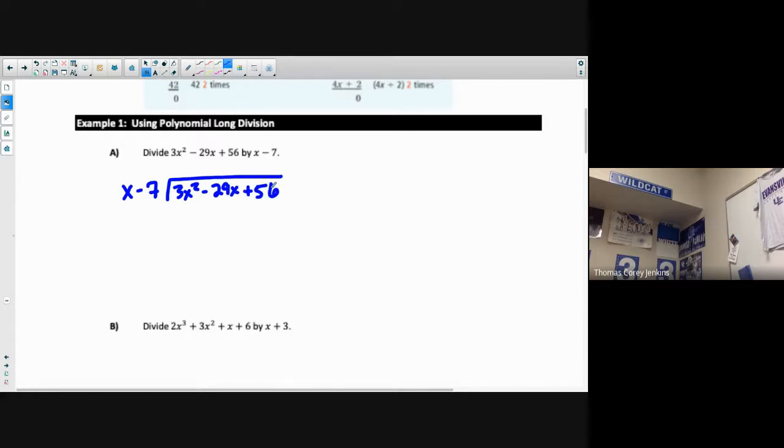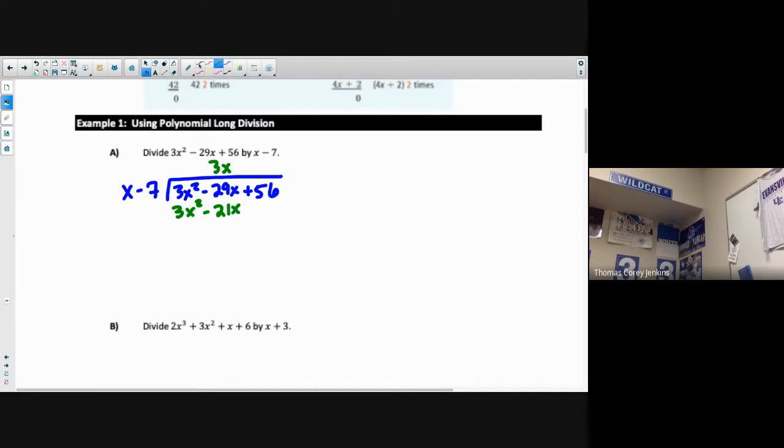All right, so what we want to look at first is this first term, right? So 3, we want to multiply something times this to make it 3x squared. All right, so what we multiply by there would be 3x, because 3x times x is 3x squared. Okay, so now we do 3x times x is 3x squared, and 3x times negative 7 is minus 21x.